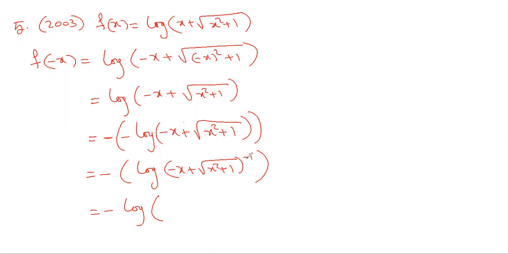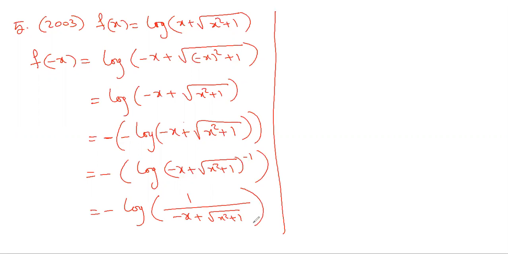Log. Now what is this power minus 1? 1 by minus x plus root of x square plus 1. Can we confirm that these two are not equal? Still no. Can you say that 2 and 1 by 2 are not equal? We don't know. Just simply because this is 2 and this is 1 by 2, this and this look different. You can't say that these two are not equal. Actually, this is equal to this.